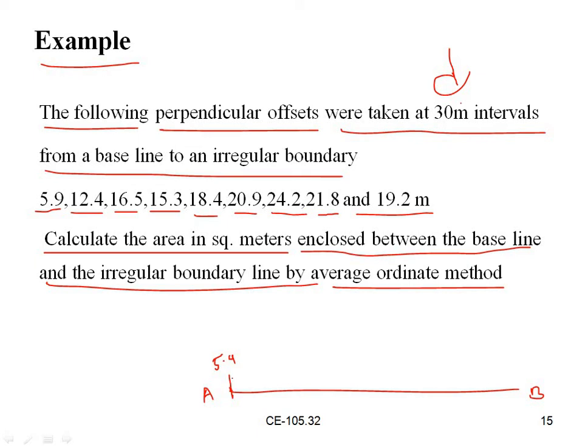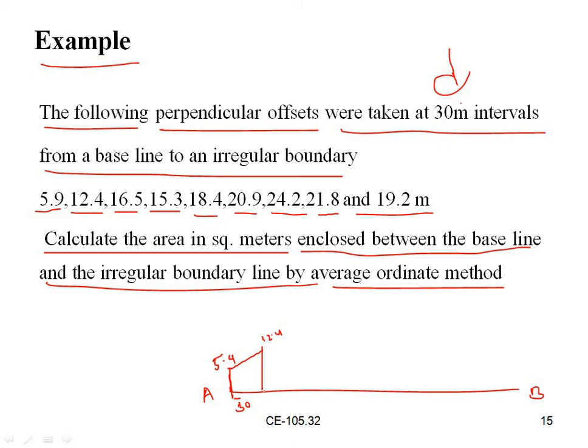And this 5.9 should be taken from this height. How much is it? It is 5.9. Suppose you take with the scale 5.9 meters height. And again the next point is 12.4, so that will be here. So what is the distance between these? The 30 meters. Then we have to draw a line like this.